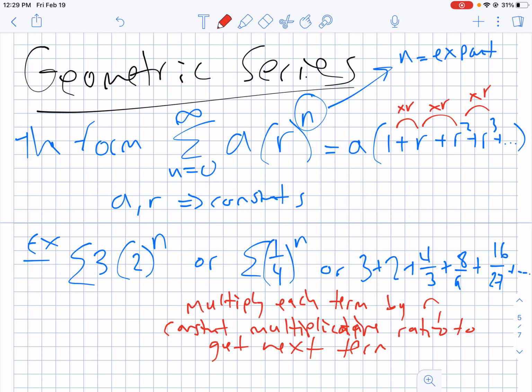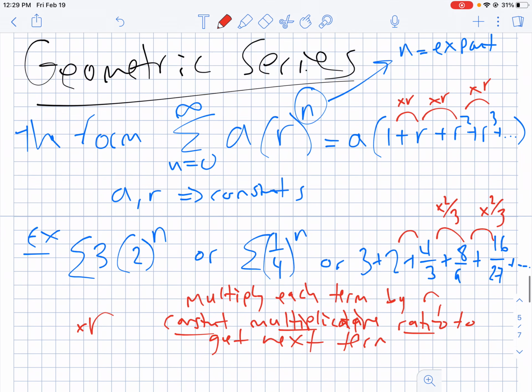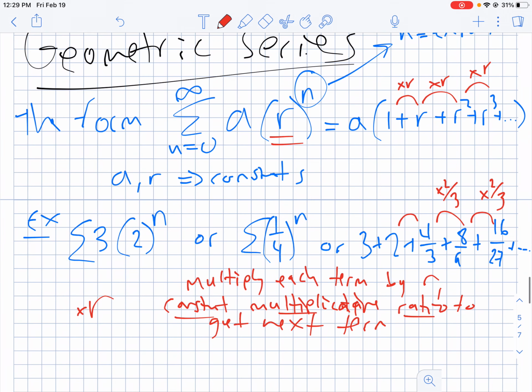And you can see that this last one is a geometric series because as I get from one term to the next, I multiply the top by 2 and the bottom by 3. So to get from each term to the next term, I'm multiplying by 2/3. And that's true of every geometric series. To get from one term to the next term, you're just multiplying each term by that r value. Again, that's just a constant multiplicative ratio. So every time you just multiply by r, and that'll get you the next term in the series. So that's how you know you got a geometric series. And again, the r is the part that's being raised to the power.